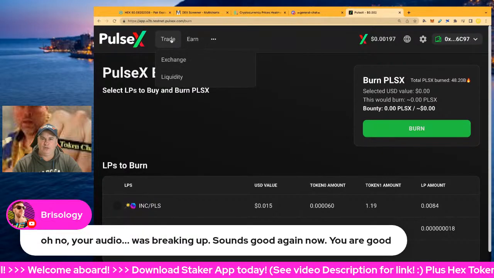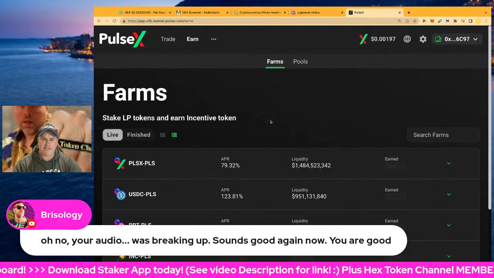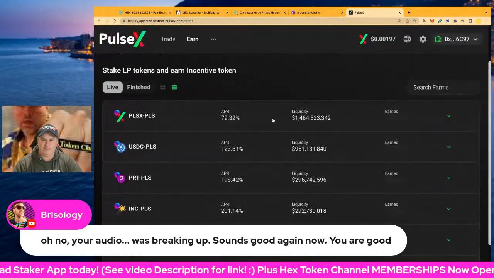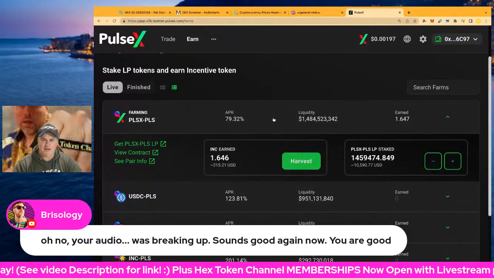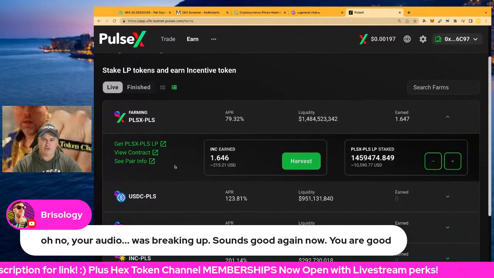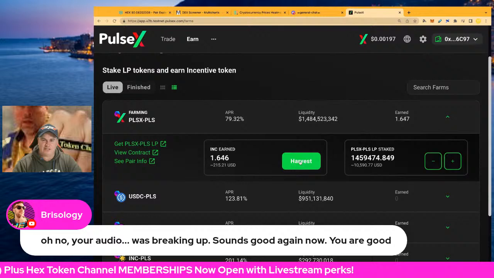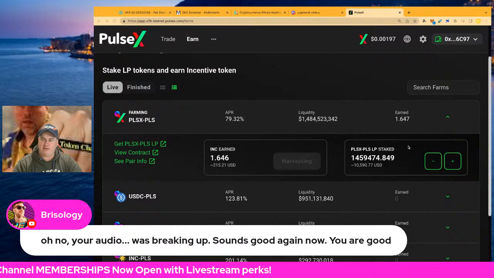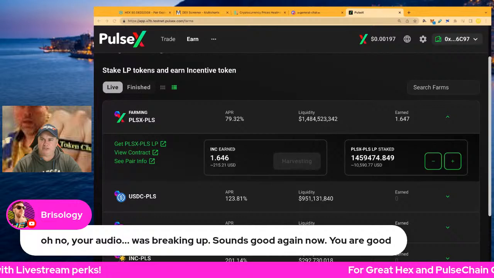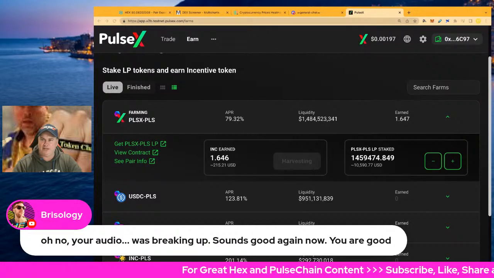So very, very cool. Let's actually go to the farms. I haven't collected my fees for must be a little while now, and I'm not sure what the incentive token's done. I've got 1.6 INC tokens to harvest. Let's harvest that while we're on the live stream at the moment. It's going to cost me 0.00075 test pulse here, so it's nothing burger.